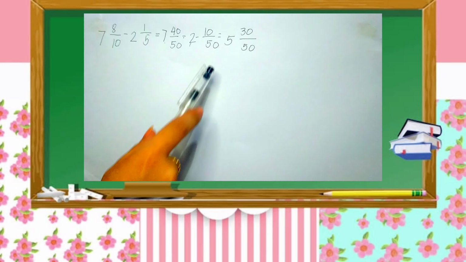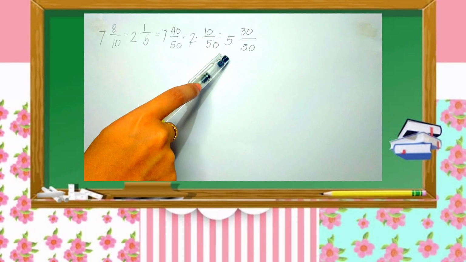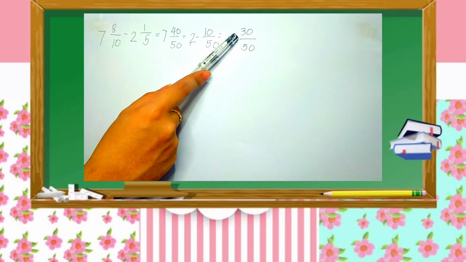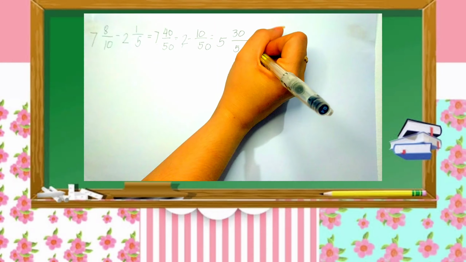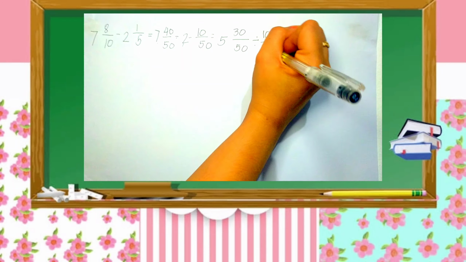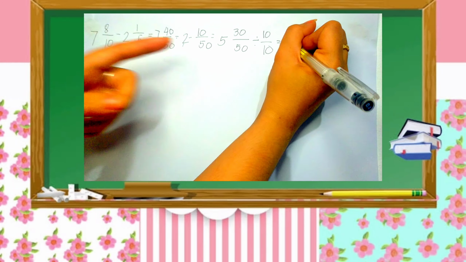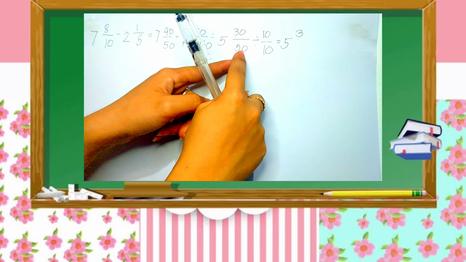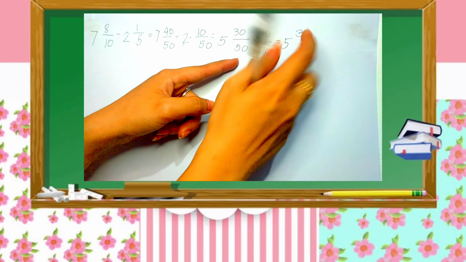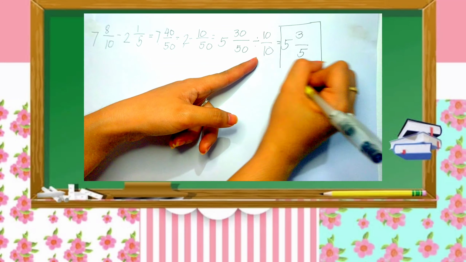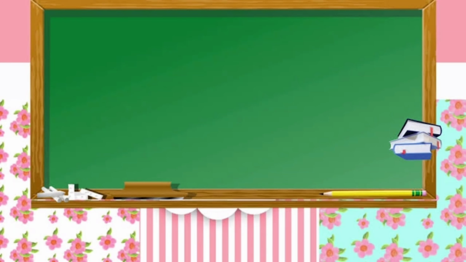Then, reduce the answer to lowest term. We will find the GCF of 30 and 50. So, the GCF is 10. We will divide the numerator and denominator by 10. Copy the whole number, which is 5. 30 divided by 10 equals 3. 50 divided by 10 equals 5. Since this number is already in the lowest term, that is the final answer.